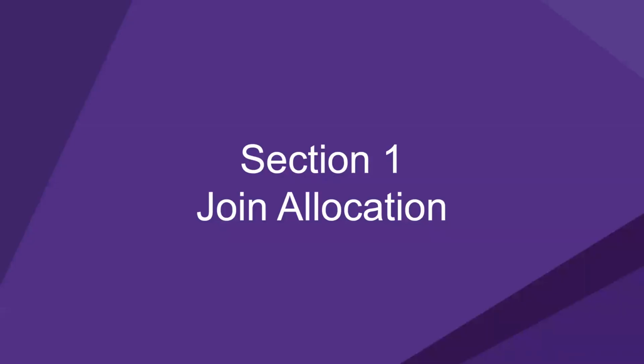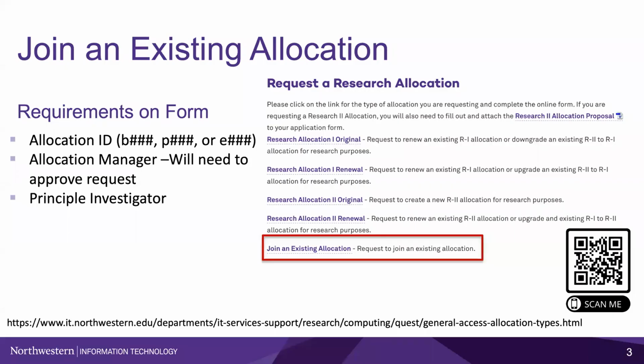So we'll start with the first option, join an existing allocation. This is a common procedure if you're joining a lab or working on a collaborative project. To join an existing allocation, you'll need to fill out an application that you can find online using the link provided or the QR code.